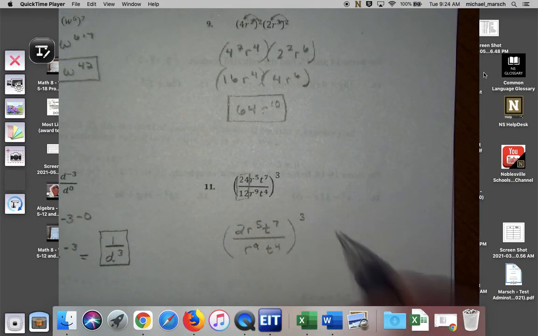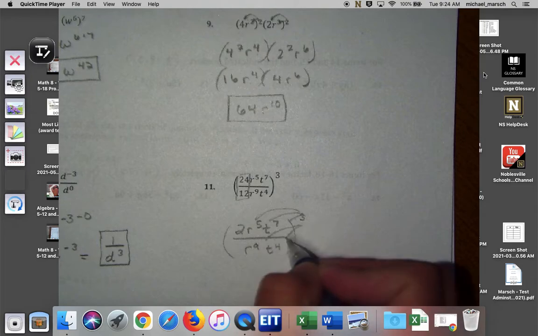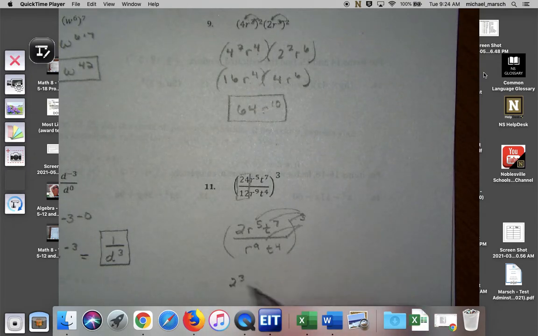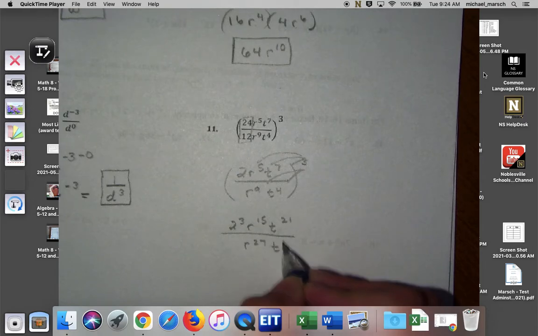Now I've got this all raised to the 3rd power. So then I have to distribute this in to every one of these terms. So I'm going to get 2 to the 3rd, r to the 15th, t to the 21st, over r to the 27th, t to the 12th.